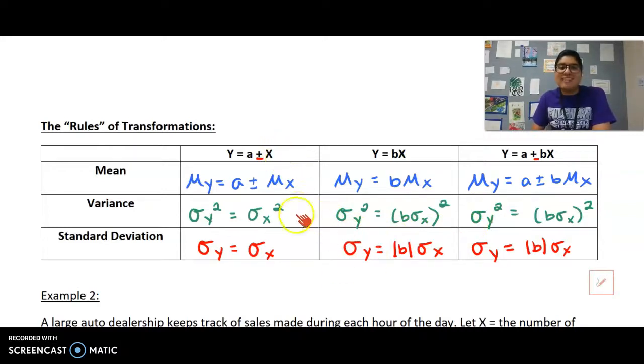So when you add or subtract, it doesn't change the spread of the distribution. But when you multiply, it does change the dimensions of that distribution. You're changing it by a constant. So we do have these rules here. And notice that it's the same once you're multiplying, because only multiplication changes it, not the addition. So these rules you just have to memorize.